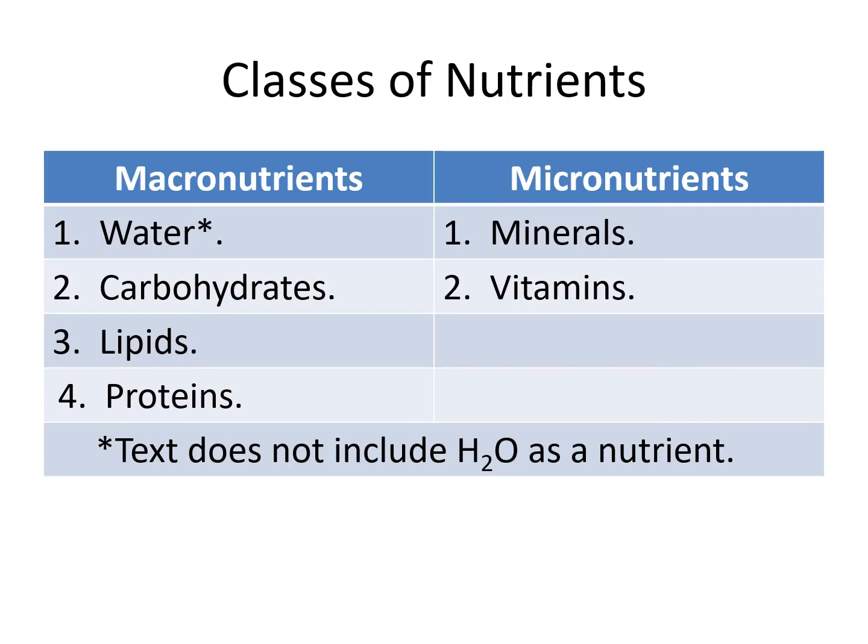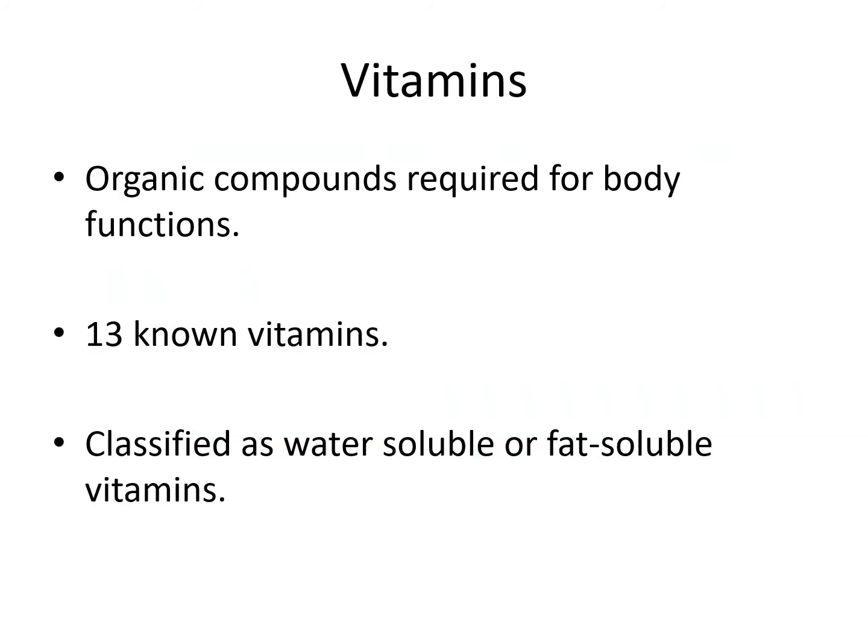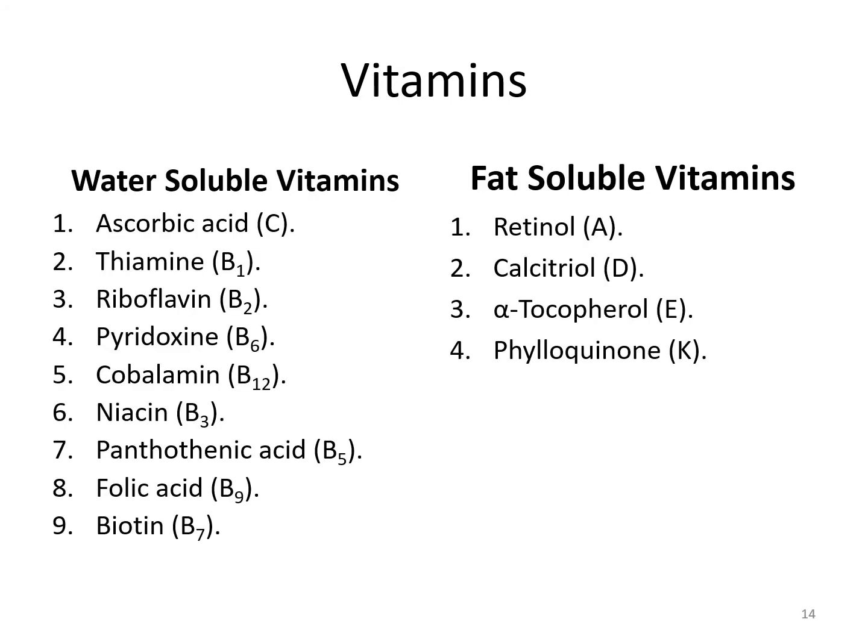And so here are micronutrients. That includes the minerals and vitamins. Now, vitamins are organic compounds required for body functions. There are 13 known vitamins, and you can classify them as water-soluble or fat-soluble vitamins. The fat-soluble vitamins are easy to remember because there's only 4 of them: vitamin A, D, E, and K.